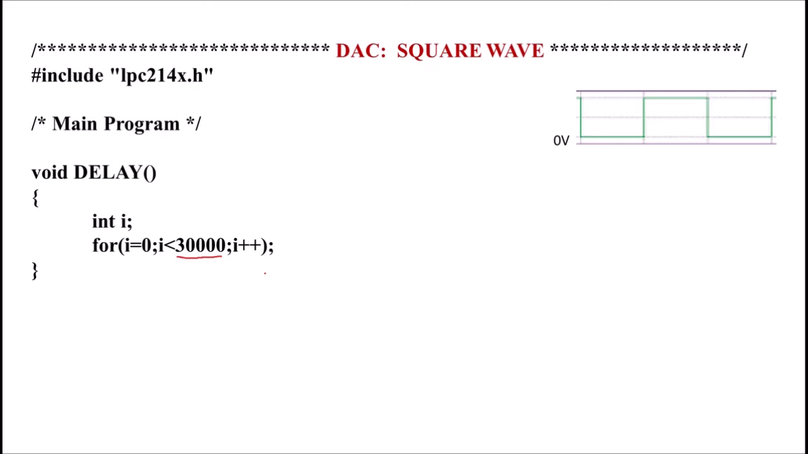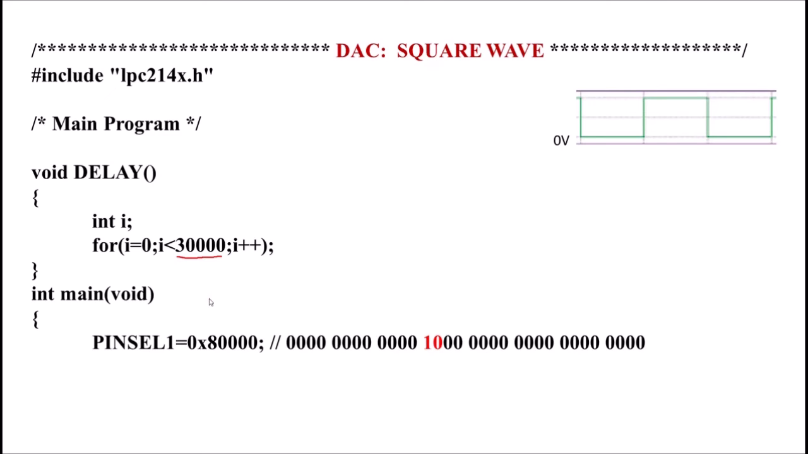If you want a duty cycle other than 50%, then we have to write two delay programs, one for T on and the other for T off. Here we are going to write a program for 50% duty cycle. So the delay loop is written here. Then we'll start the main program. First thing is to initialize the pin select register. So the pin select register is initialized.